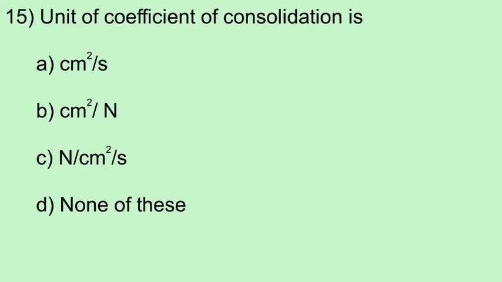Last question. Unit of coefficient of consolidation is: option A, centimeter square per second; option B, centimeter square per Newton; option C, Newton per centimeter square per second; and option D, none of these. The answer is option A, centimeter square per second. Unit of coefficient of consolidation is centimeter square per second.